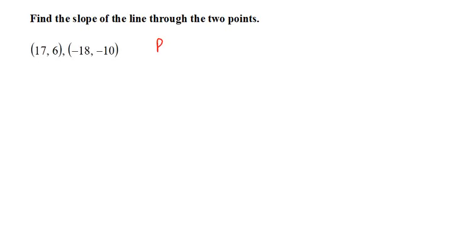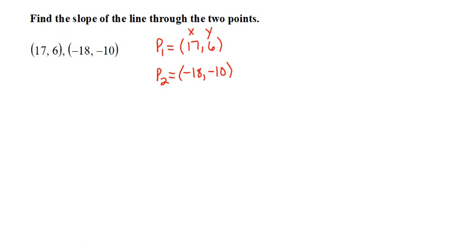So what we have here is point 1, which I'm going to label as 17, 6. And then we have point 2, which I'm going to label as negative 18, negative 10. Now, it doesn't matter which one you call point 1 or point 2, it will turn out exactly the same if you do your math right. But with any ordered pair, the first number is your x coordinate, and the second number is always your y coordinate.